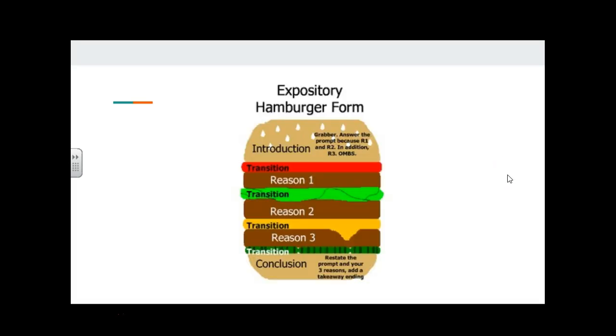So if you're more of a visual person, think of a hamburger, okay? The buns are your intro and conclusion, and the meat is your reasons, okay? So the main substance of your essay are these main body paragraphs. Without it, you have buns. Who wants to eat a bun sandwich with lettuce and tomato?